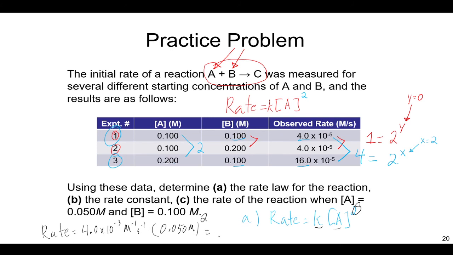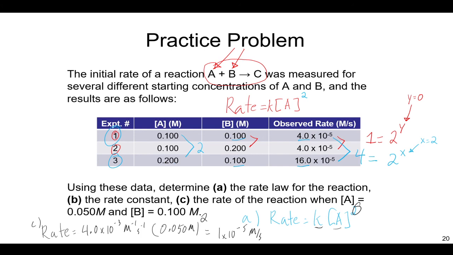0.05 squared times 4. Overall, then, this gives us 1 times 10 to the negative 5 molarity per second. Remember, the units of rate here should always be molarity per second. So that's our answer for part C. Okay, so this is how we actually use experiments to figure out the rate laws. And this can get a little tedious, right? But these are straightforward examples.